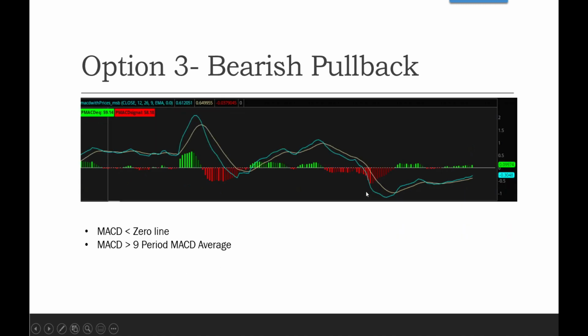Now here's your option 3, which is the MACD is above the moving average, but it's actually below the zero line.